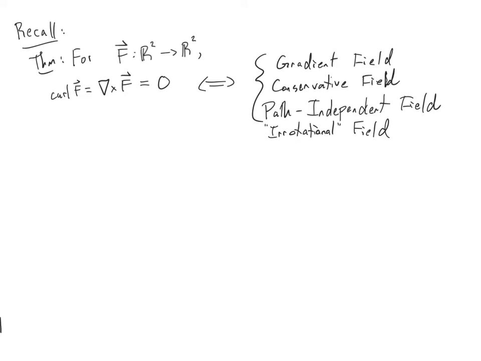So recall, we said that if F is in 2 dimensions, the scalar curl of F being equal to 0 means that F is a gradient field, F is a conservative field, F is a path-independent field, and F is an irrotational field, as sometimes people say, and the book occasionally uses, so let's introduce that. Irrotational because it has no rotation. So let's line that up with Green's theorem.